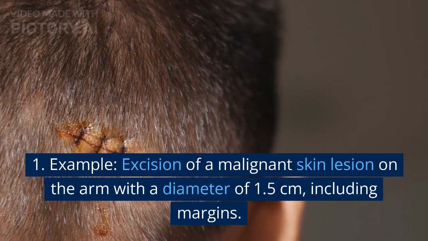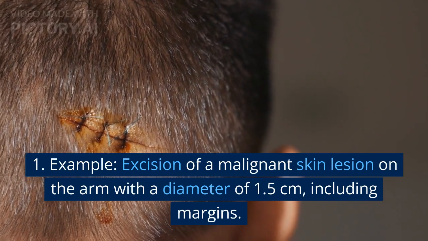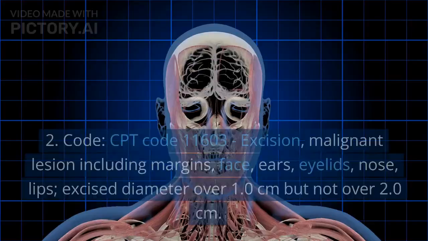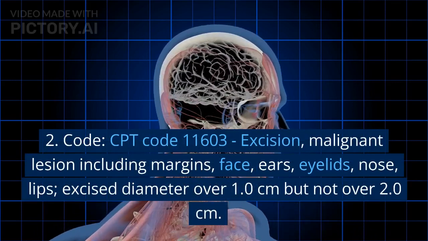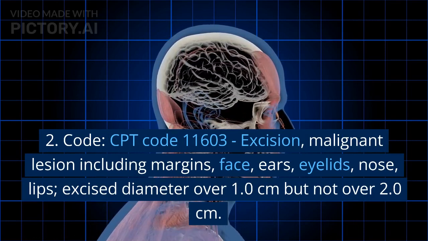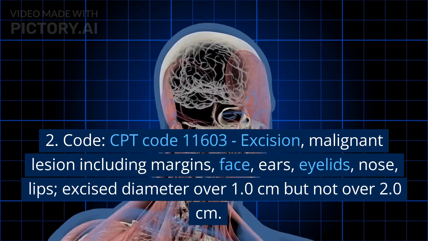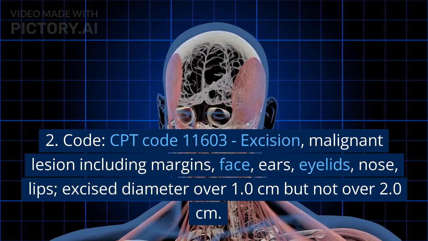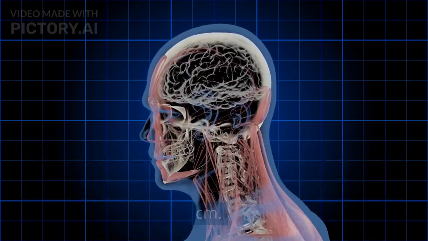Excision procedures. Example: excision of a malignant skin lesion on the arm with a diameter of 1.5 cm, including margins. Code: CPT code 11603, excision, malignant lesion including margins, face, ears, eyelids, nose, lips, excised diameter over 1.0 cm but not over 2.0 cm.